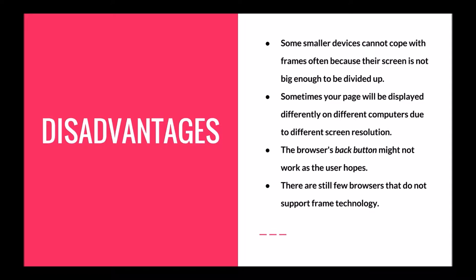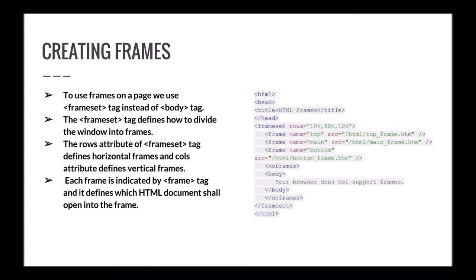differentiate them. A few disadvantages of using HTML frames are that smaller devices cannot cope with frames. For example, if you're opening it on a mobile device and it is not mobile compatible, you will not be able to see the entire frame. Also, the back button may not work as you usually like it to, because the frames may or may not be able to catch up with your speed. And also, as you will see later on, there are a few browsers that do not support frame technology. However, this is not really a problem for most people, because most browsers do accept frame technology.